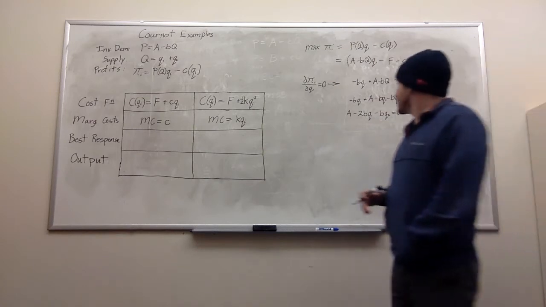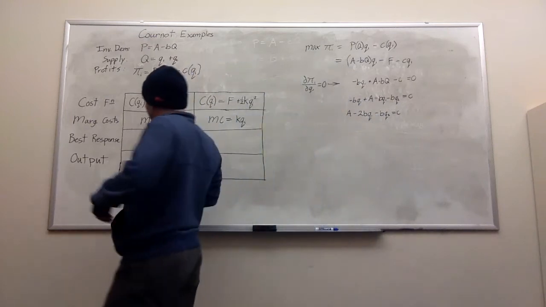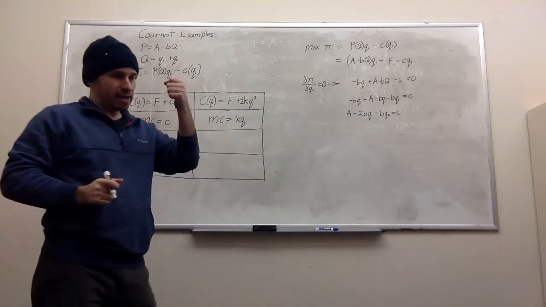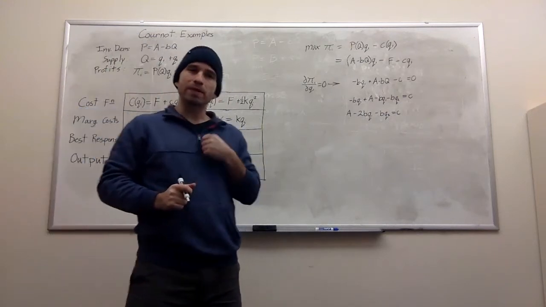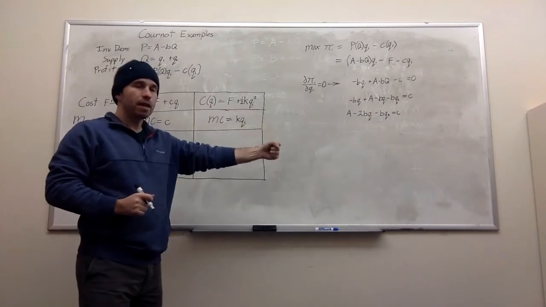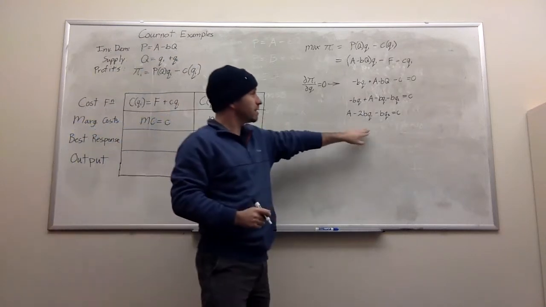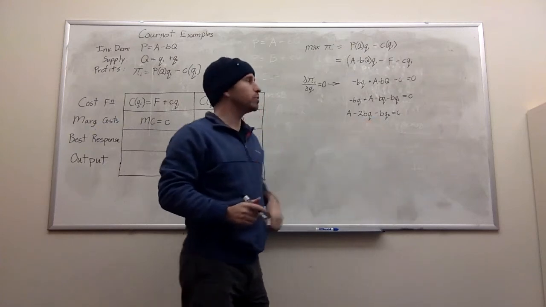Now, I want firm 1's best response function, right? So that is, what is the optimal choice of q1 given whatever choice of q2, right? So solve this for q1 in terms of q2.